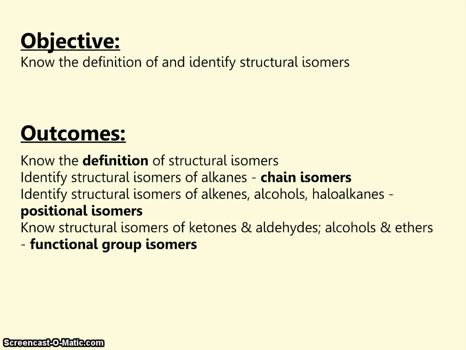identify chain isomers, typically seen in alkanes, but can be applied to any molecule which has got a carbon chain longer than 3 carbons. Identify positional isomers. Typically, you would encounter them in alkenes, alcohols, haloalkanes, but you can see them in others. And also to be aware of functional group isomers as typified by ketones, aldehydes, alcohols, and ethers.